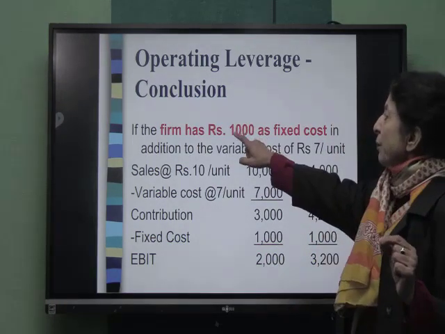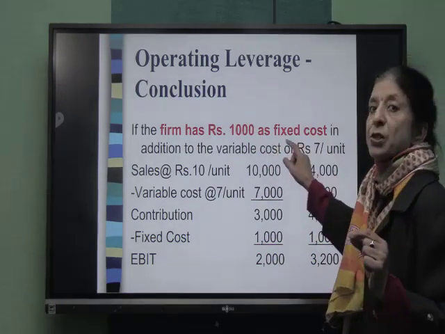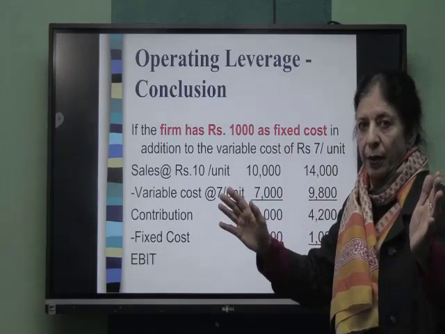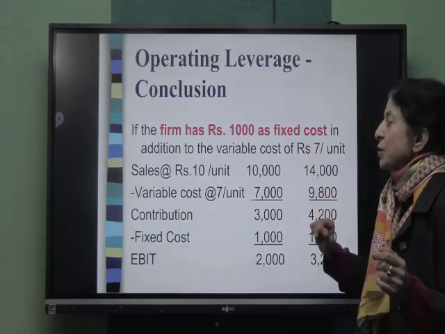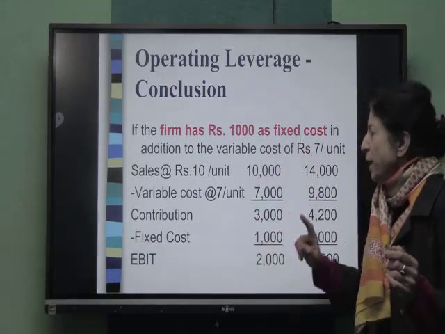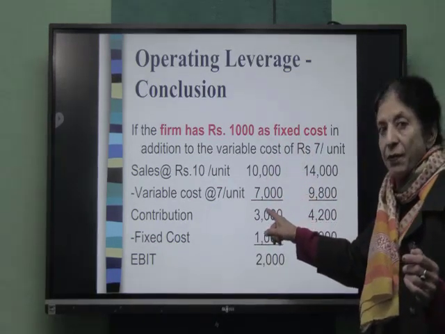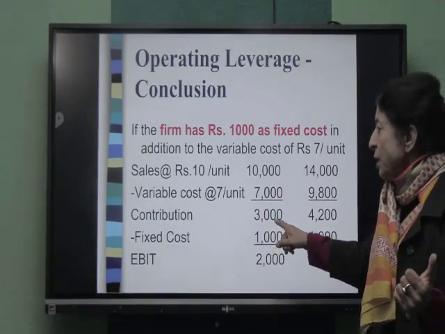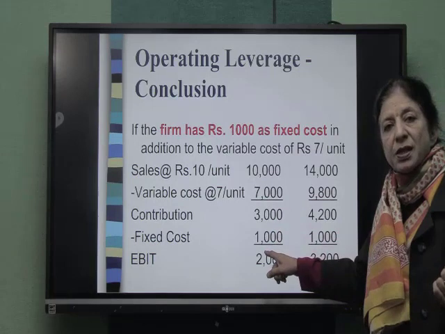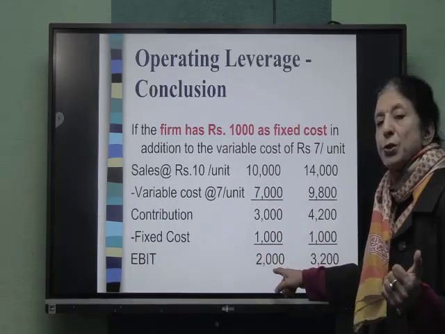If the firm has 1,000 as the fixed cost in the same example, okay, now the presence of the fixed cost is there. When the presence of the fixed cost is there, just see the calculations. 10,000 minus 7, as I had done already, that is 3,000 was the contribution. Out of the contribution, the fixed cost has been deducted. That is equal to 2,000.